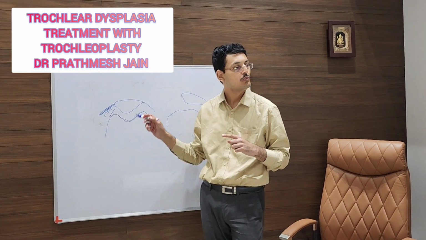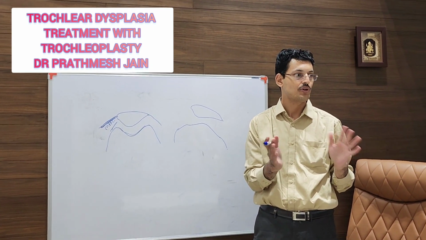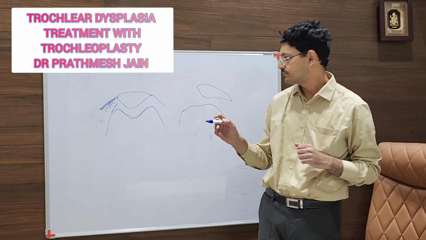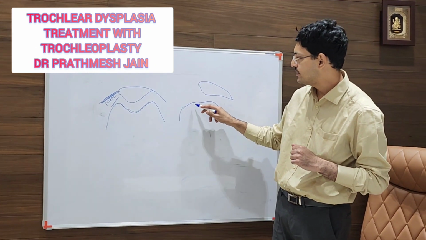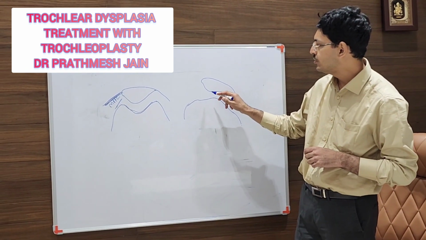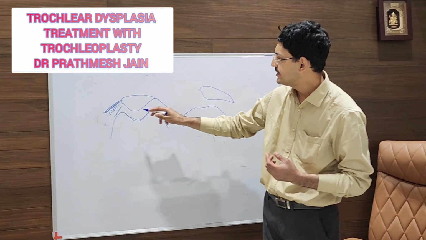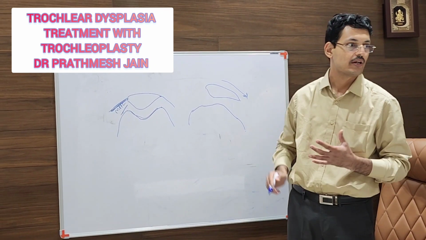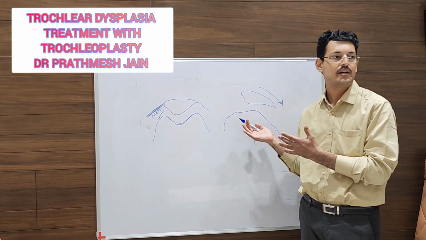In extension, most of the dislocations of the patella take place from full extension to about 20 degrees of flexion, and trochlear dysplasia is a very important factor. Whenever there is trochlear dysplasia, the concave trochlea converts into a flat or convex trochlea. It's like an analogy of the golf ball: the ball will not sit there and will tend to dislocate.